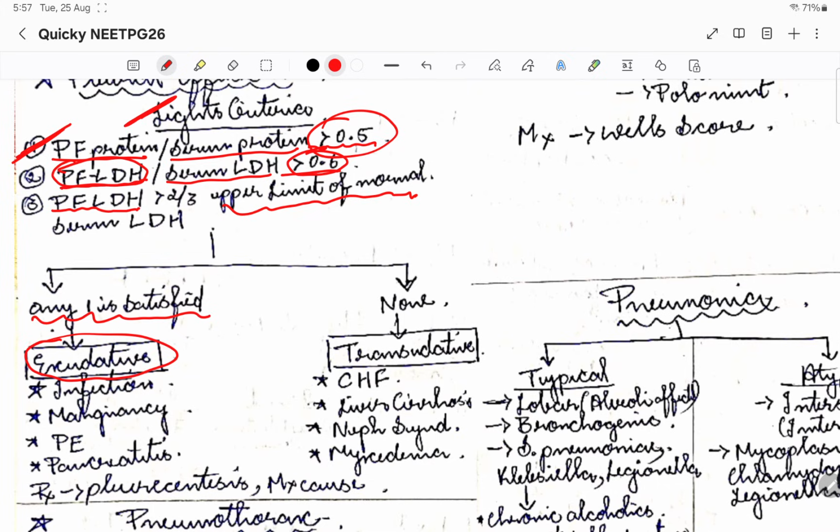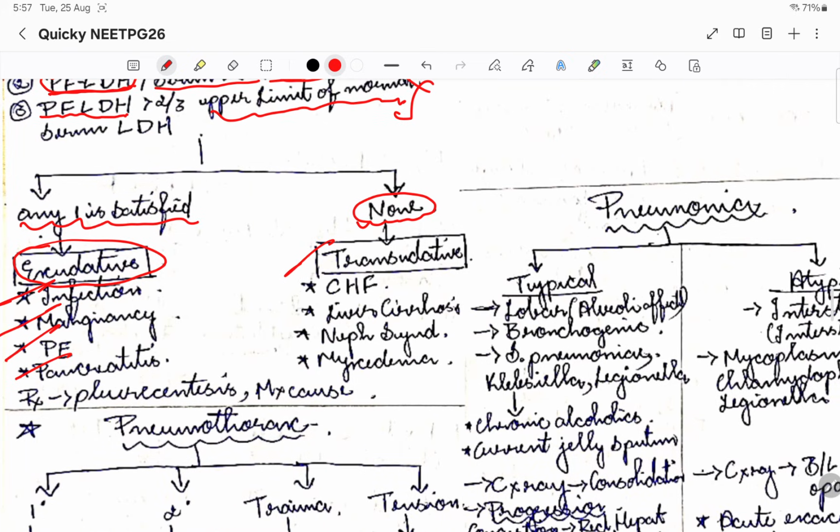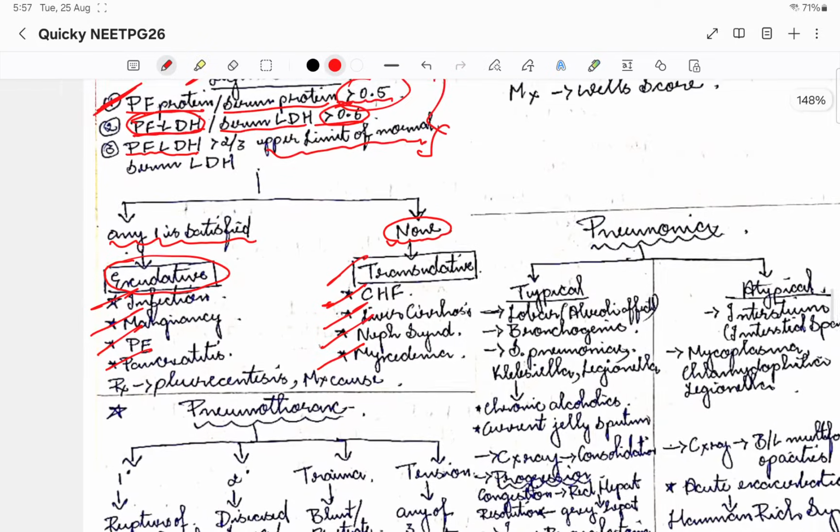Okay, so that is why in exudative, if any one of these is satisfied, it is going to be exudative. Exudative means infectious causes, malignancy, pulmonary embolism, and pancreatitis. So basically infectious causes will cause the exudative, whereas if none of these three criteria is satisfied, it is going to be transudative, meaning it is going to be just water. There is no protein leakage. That is seen in congestive heart failure, liver cirrhosis, nephrotic syndrome, and myxedema. Here there is no leakage of proteins, but rather there is leakage of fluid. Okay, so this is with respect to transudative.